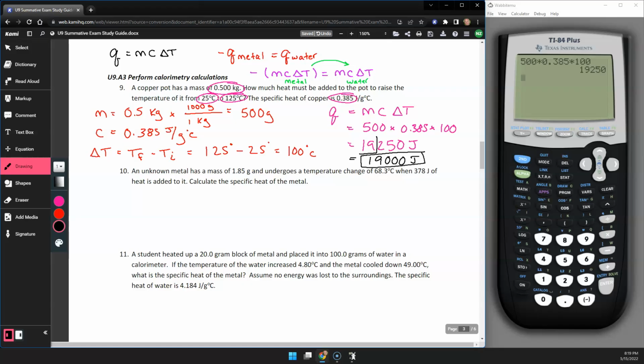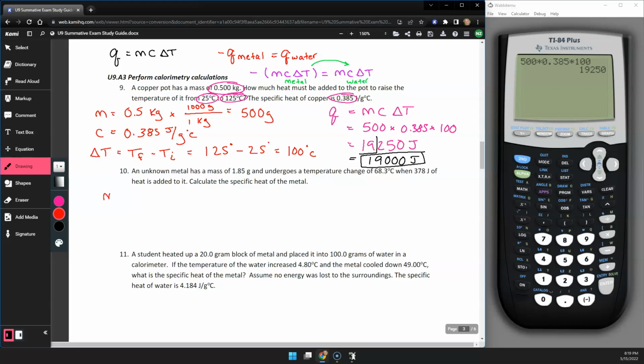All right, number 10. An unknown metal has a mass of 1.85 grams and undergoes a temperature change of 68.3 degrees Celsius when 378 joules of heat is added to it. Calculate the specific heat of the metal. All right, again, we're only given information about the metal, not about the water, so we're not using a calorimeter, so we're just going to use our Q equals mc delta T equation.